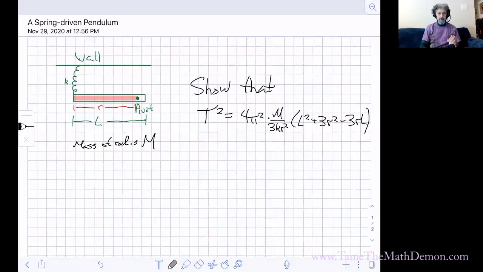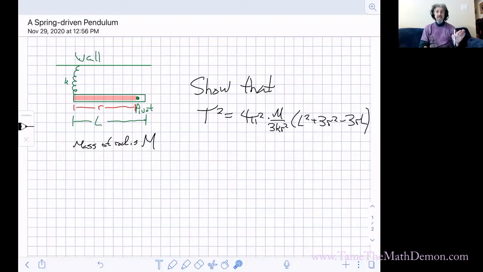So here's the setup. We've got a wall, and attached to the wall by a spring with spring constant K is a thin rod. That thin rod is pivoted not at the end, but at a distance r from one end. The entire length is L. Don't you hate these problems where they don't give you any numbers? It's all just letters. And the mass of the rod is M.